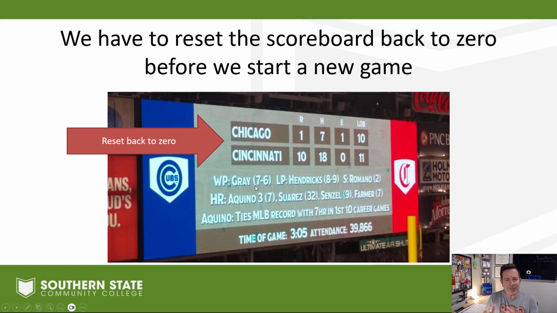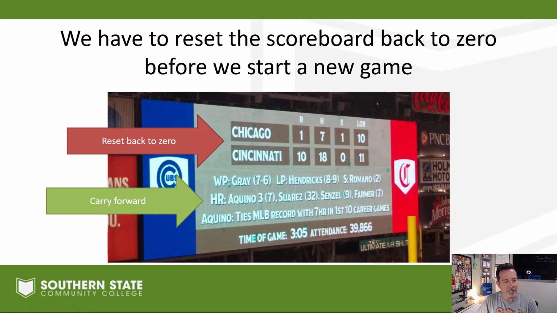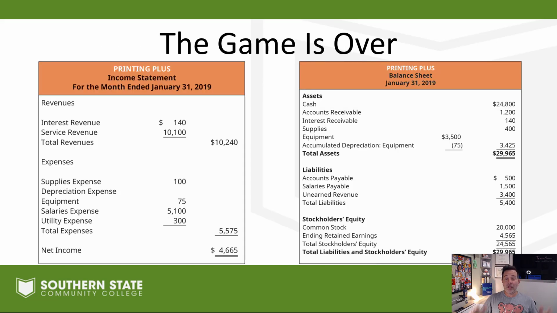But some statistics, some data doesn't get reset back to 0. You think about the wins and losses, the home runs, the hits, the strikeouts. Those all get counted and carried forward, don't they? And so it's the exact same idea in business, if you want to keep that game analogy in your head. In business, our game ends at the end of the accounting period. In this case, we're looking at a month, the month of January.